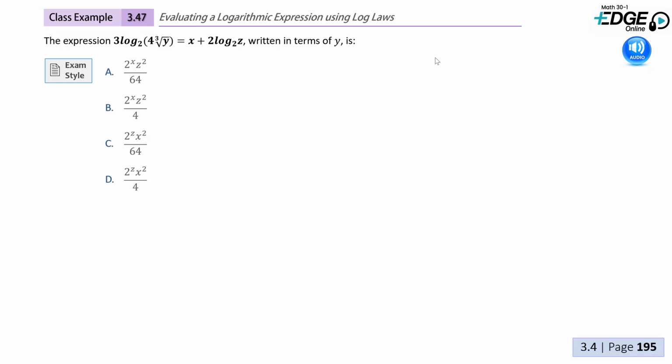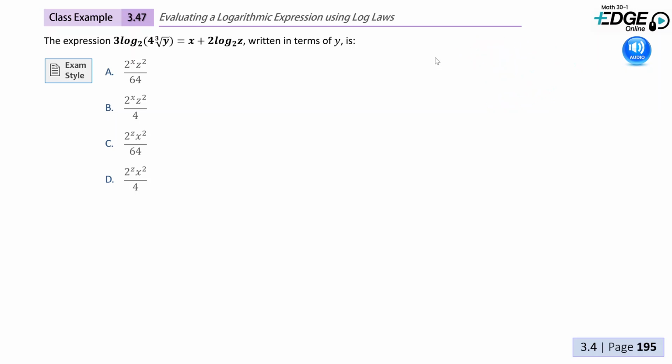Class example 3.47. We're given an expression and asked to write it in terms of y. So let's do a simple example first to see where we want to go with this. If we were given the expression, let's say log base 2 of y is equal to x, and asked to write that in terms of y, then we would rewrite this in exponential form. We'd say, okay, well, 2 to the power of x is equal to y. So there you go, y is equal to 2^x. So that's what we're after.